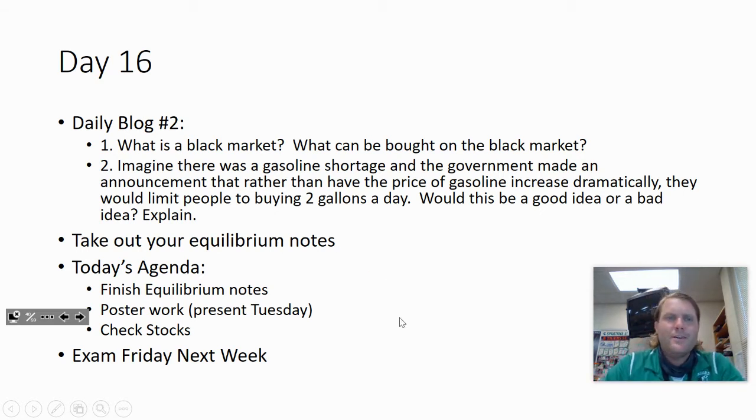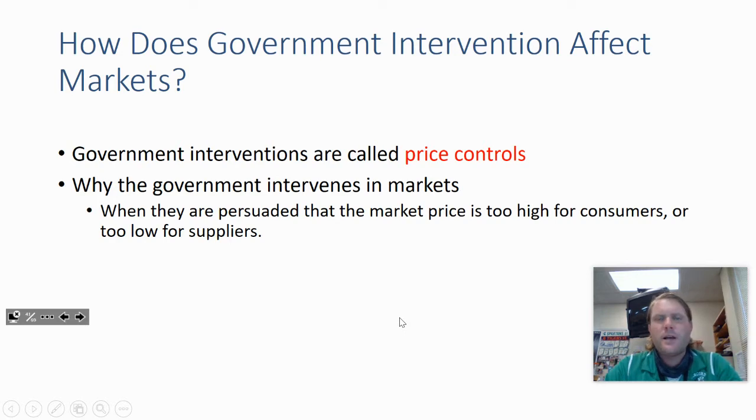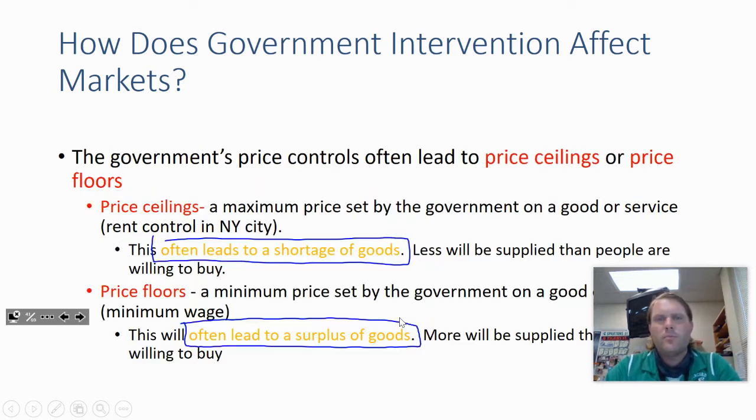We'll talk about black market here in a second. We'll talk about what happens with that gasoline here in a second also. Okay, so sometimes the government implements what are called price controls.